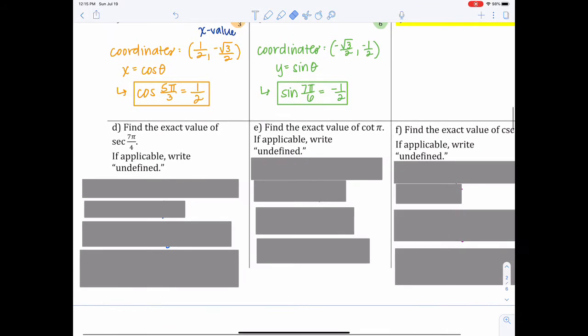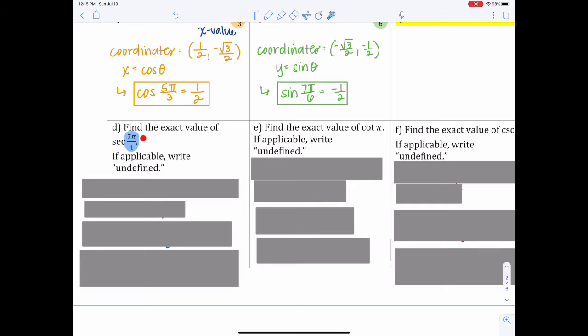Down below, let's find some reciprocal values here. So we want to find the secant now of this angle. So we want the secant of 7 pi over 4. If applicable, we're going to write undefined. So what does that mean? Well, we're going to do the same process.